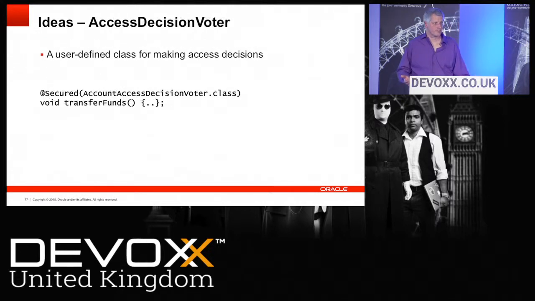An alternative to this is something you might have seen in other frameworks, an access decision voter, which does basically the same thing except in a class, not in an expression language. It's a user-defined class for making access decisions. In this example, you'll see that there's an account access decision voter class being specified with the @Secured annotation, and within there would be logic that would check whether the current context has permission to do that access.